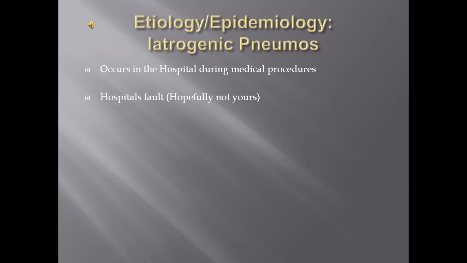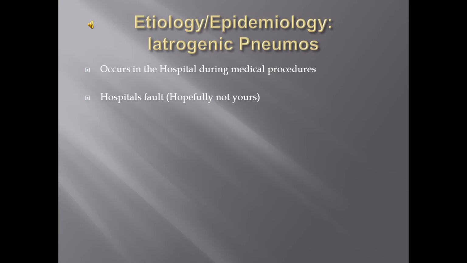Finally, we have our iatrogenic pneumos. These occur in hospital settings during medical procedures. Basically, it's the hospital's fault. Let's say you're doing a bronchoscopy for a COPD patient, and you hit the gas when you should have hit the brakes, and you wind up popping his bulla near the surface of his lung. Boom, pneumo. Procedures that can cause this can also vary from liver biopsy to tracheostomies.